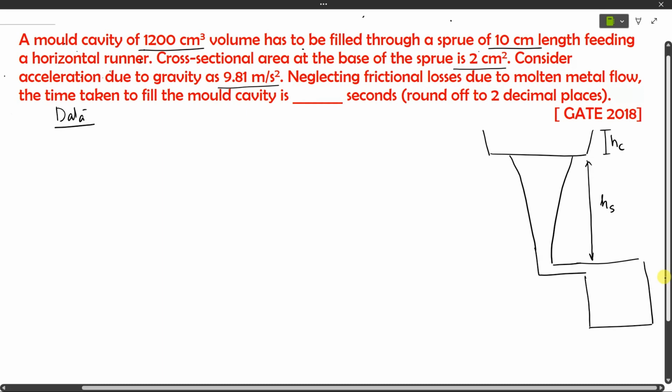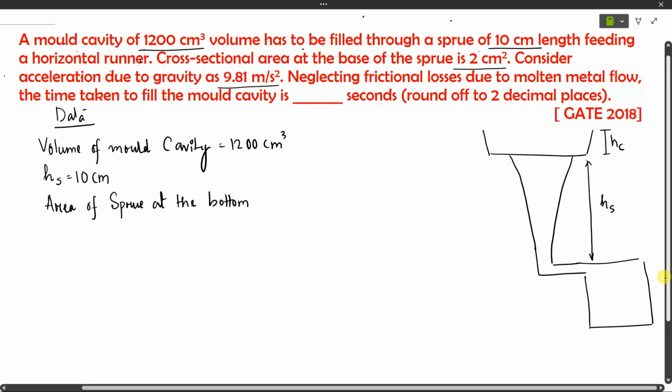Volume of the mold cavity is 1200 centimeter cube. Then height of the sprue, which is represented by HS, is given as 10 centimeter. Then area of the sprue at the bottom is 2 centimeter square. And G is given as 9.81 meter per second square. Now the question is asked here to find out the time taken to fill the mold cavity.